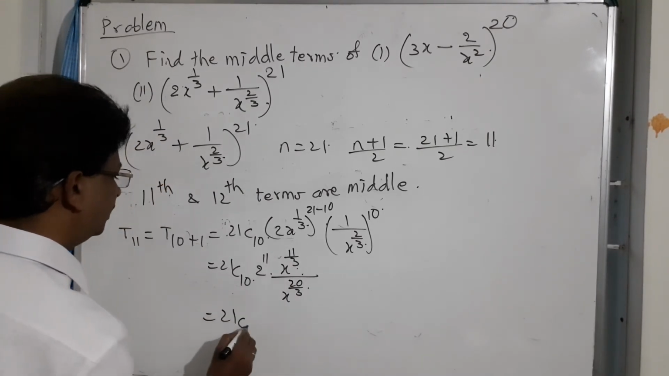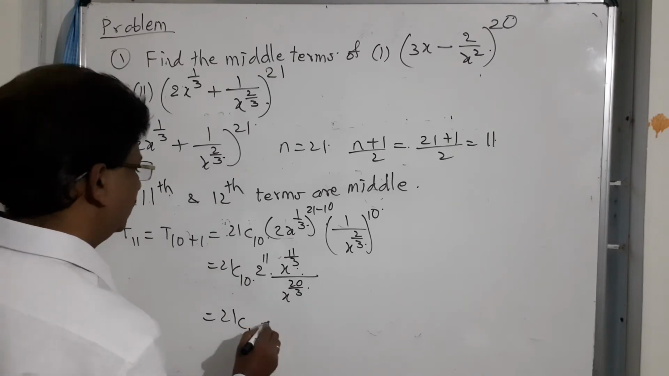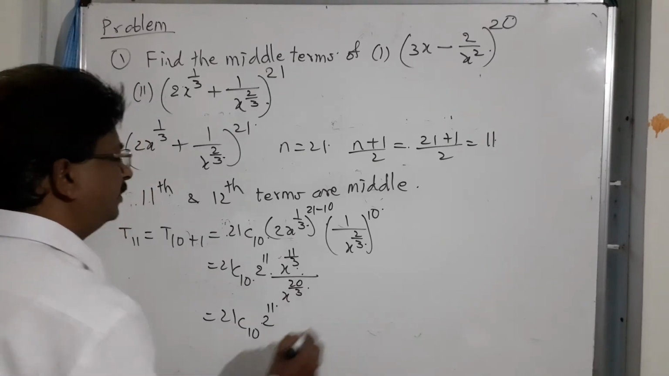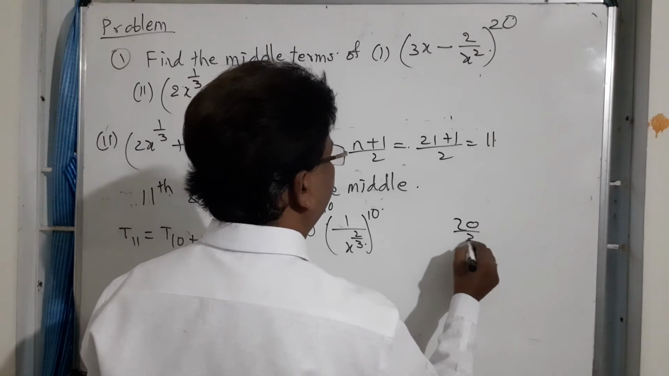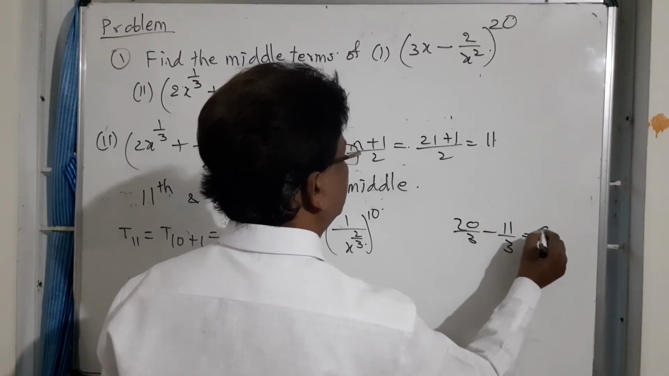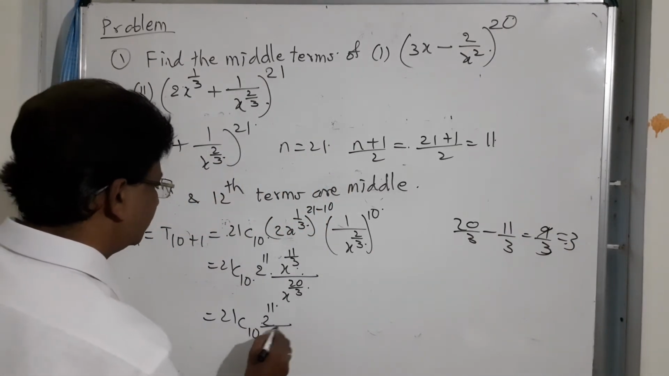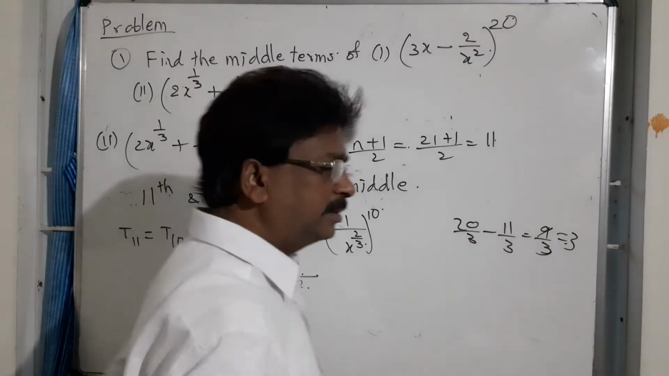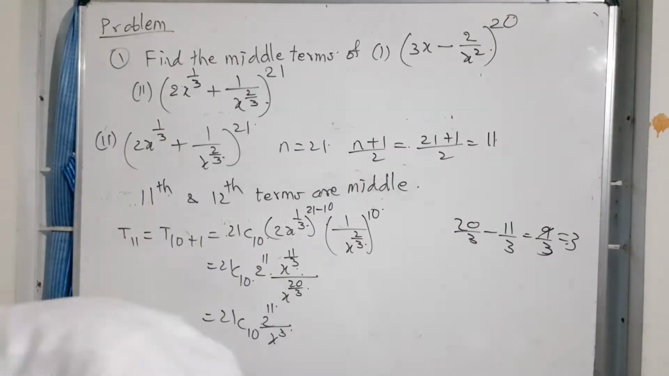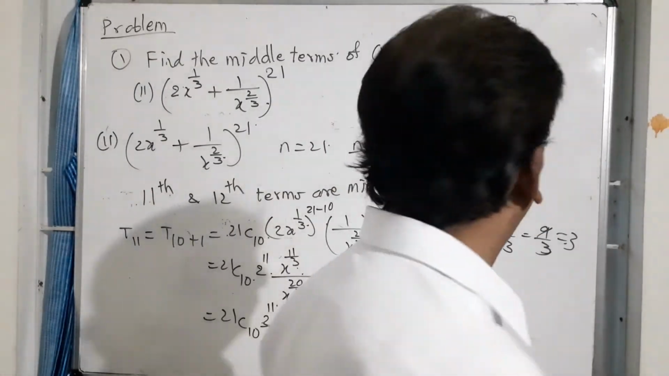So 21C10 into 2 to the power of 11, how much value? 20 by 3 minus 11 by 3. This is 9 by 3, that is 3. So divided by x cube. Okay, this is the one middle term of this expansion, and the next one also let us find.